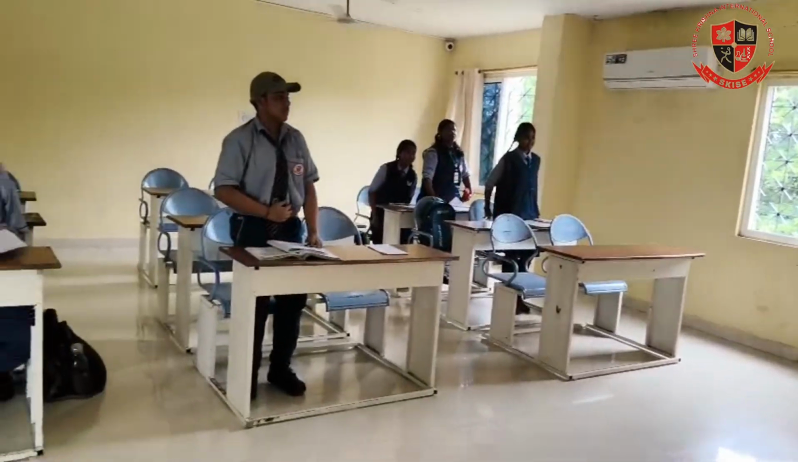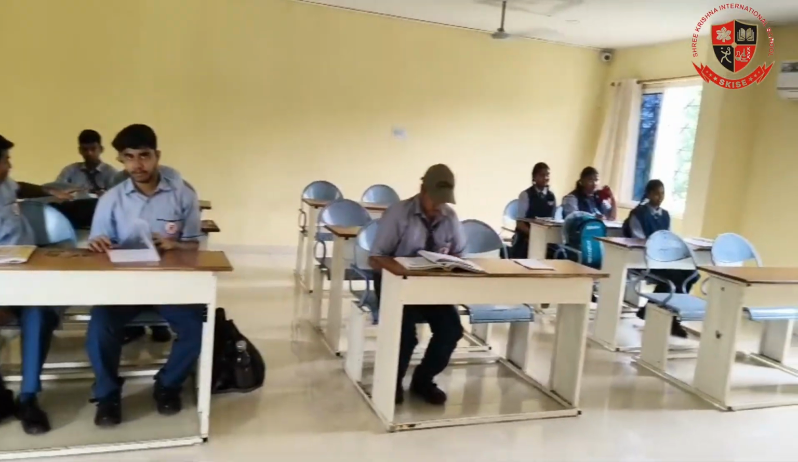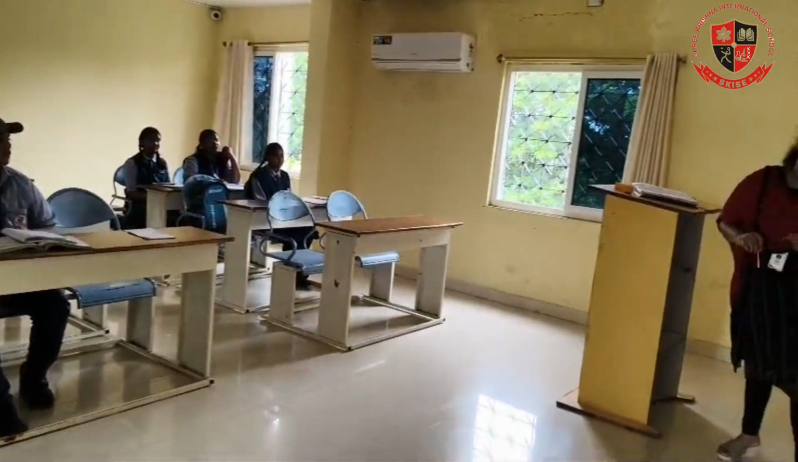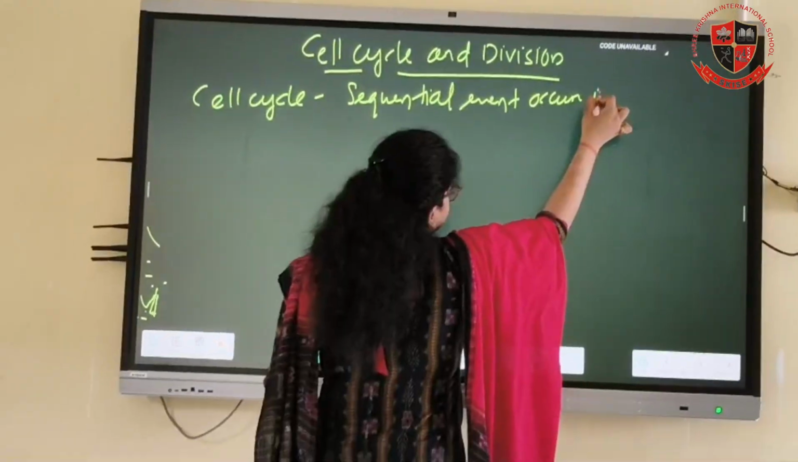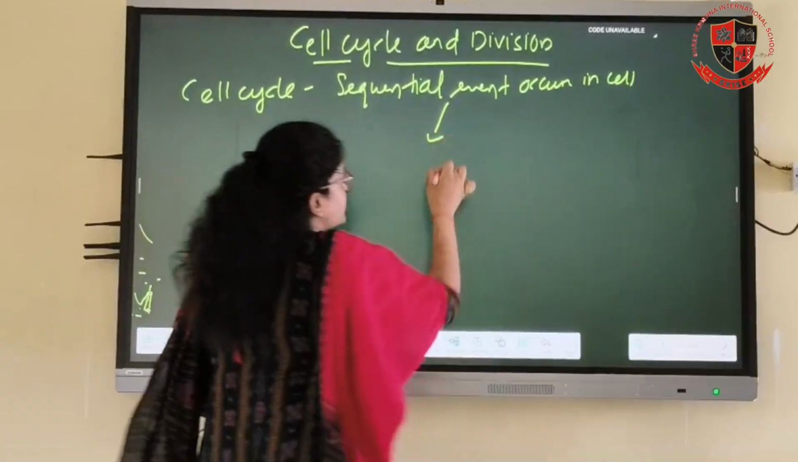Today we will discuss the chapter cell cycle and cell division. What is the meaning of the cell cycle? What are the sequential events?